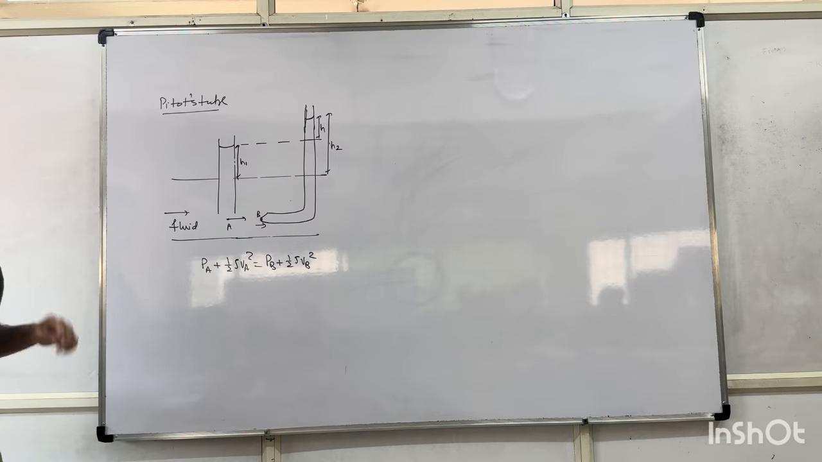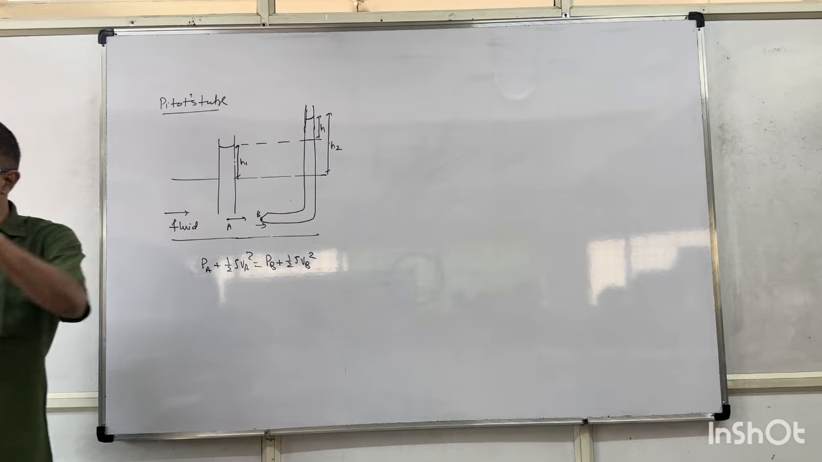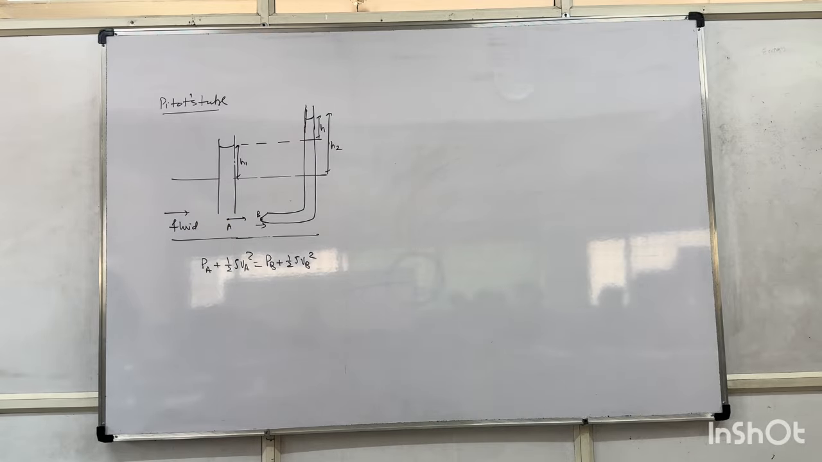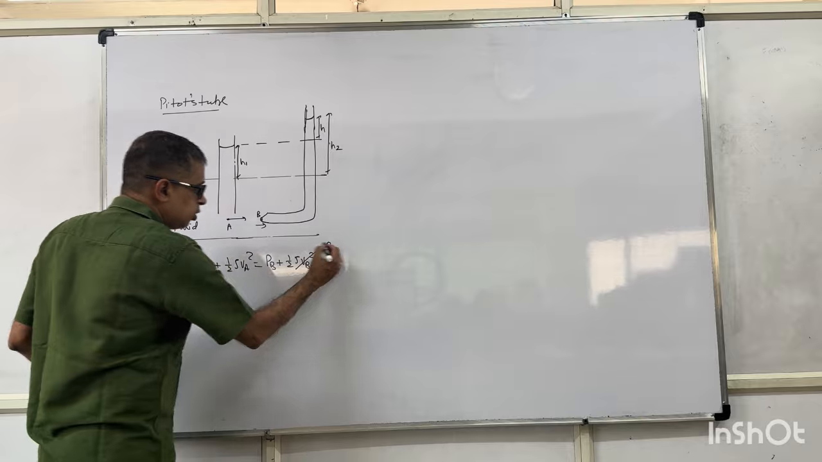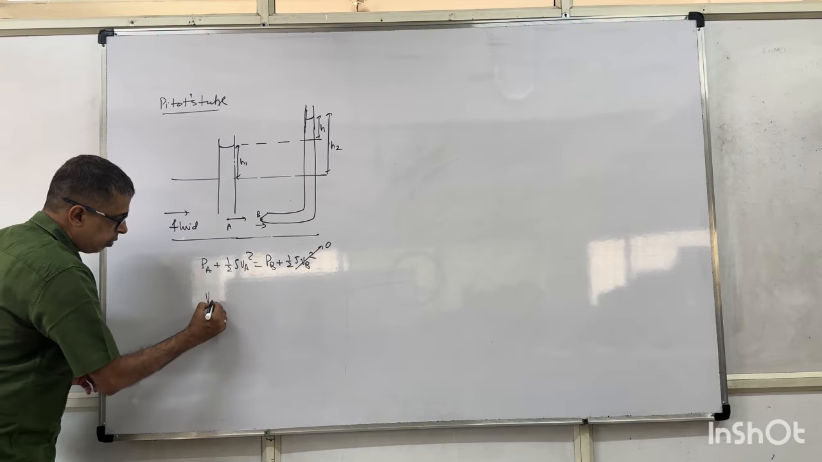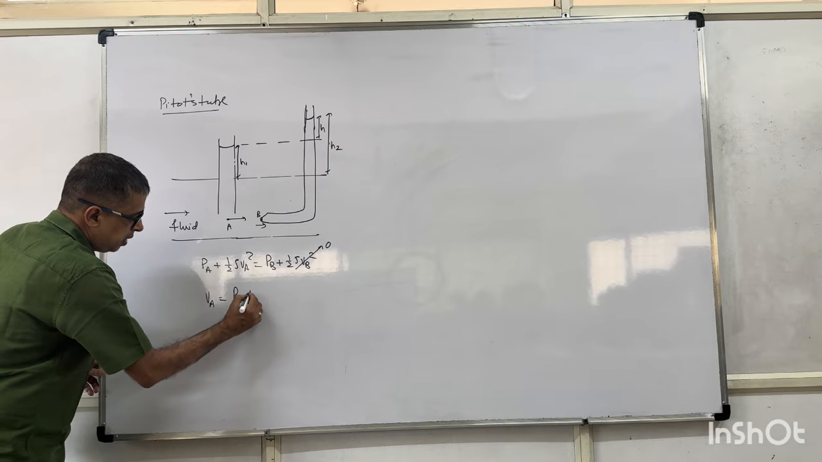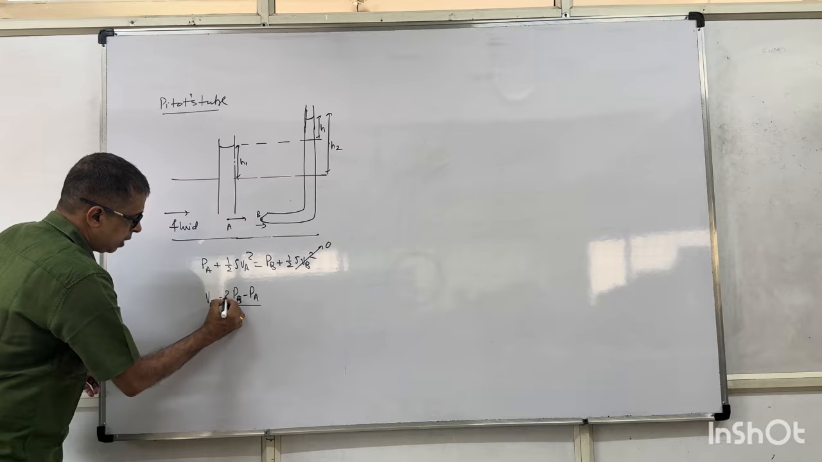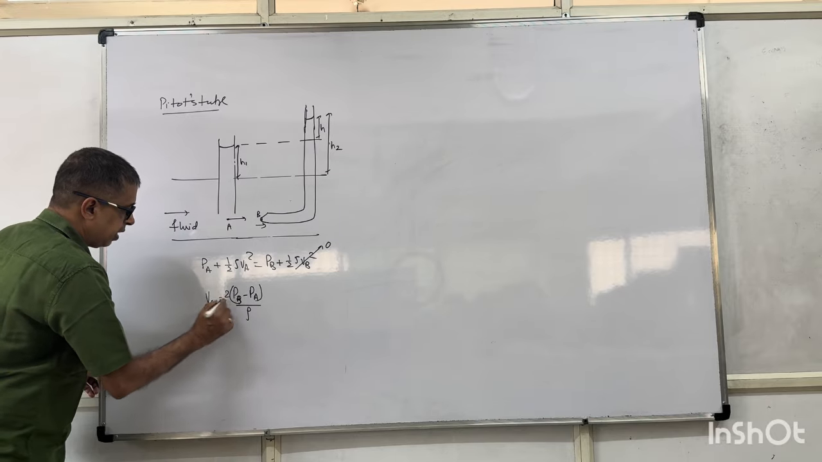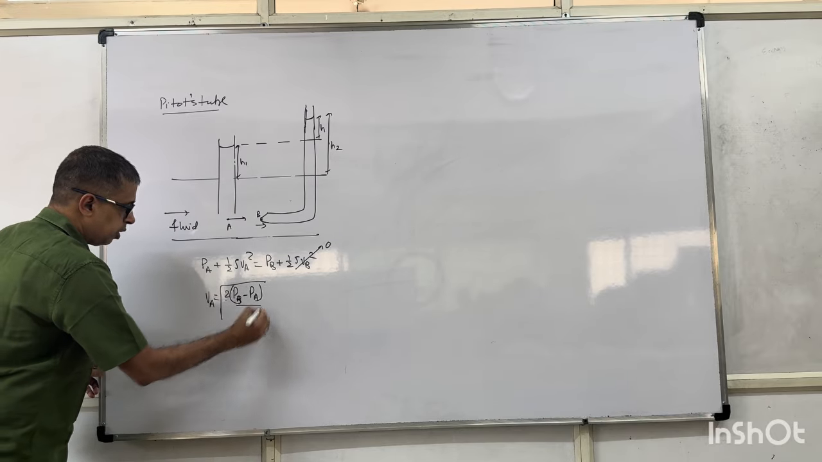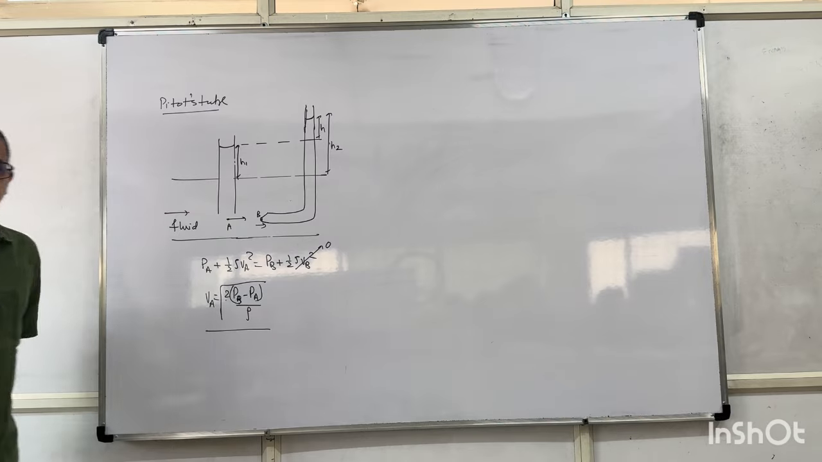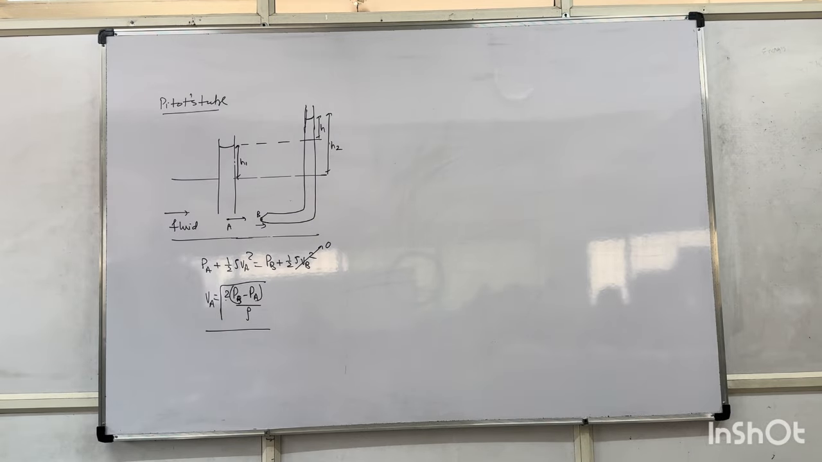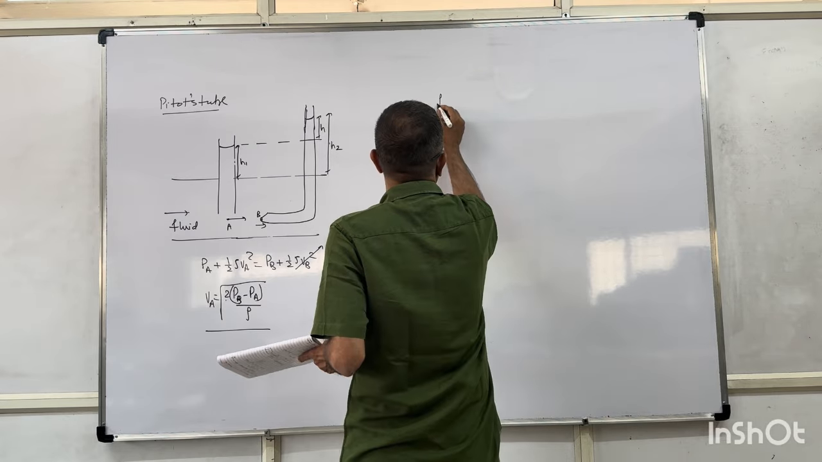Why are you not taking potential energy? Both the points are at the same height from the ground. Right? VB is almost tending to 0. So your requirement is VA. Square root of 2 times (PB minus PA) divided by rho will be the velocity of the fluid flow using the Pitot tube.